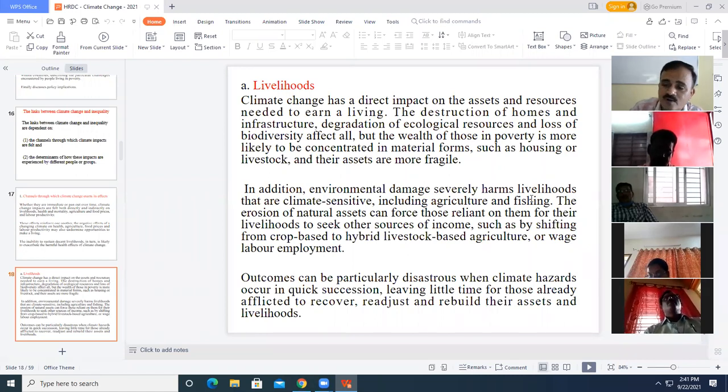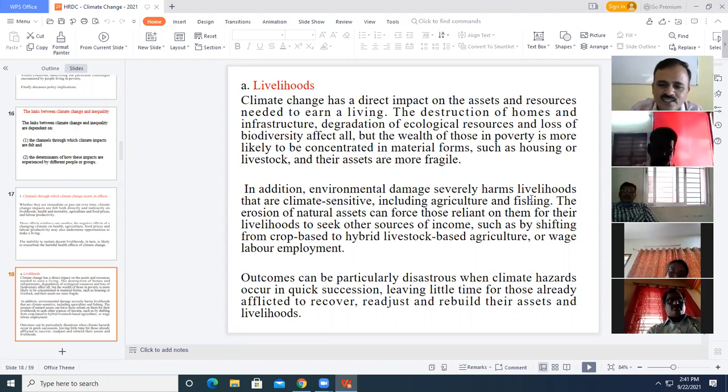So why are the poor people, why are the small landowners affected? Because most of their resources are concentrated in material form. This material wealth is destroyed because of climate change. So because of this, the hardest hit is observed for this group of people. In addition to that, environmental damage severely harms livelihoods that are climate sensitive, including agriculture and fishing, because these two activities depend highly on the climate.